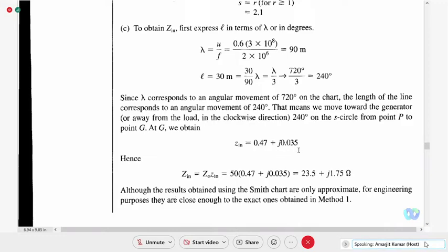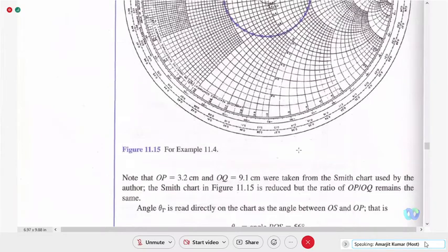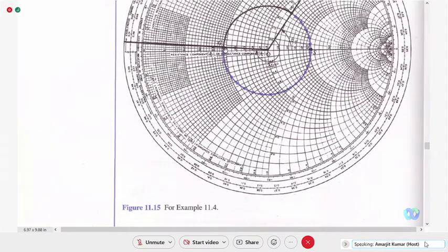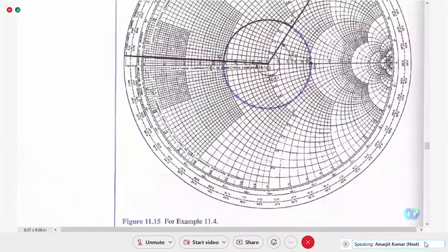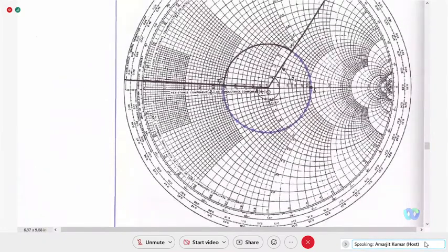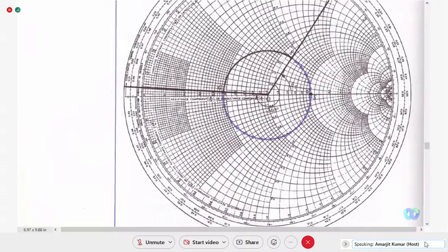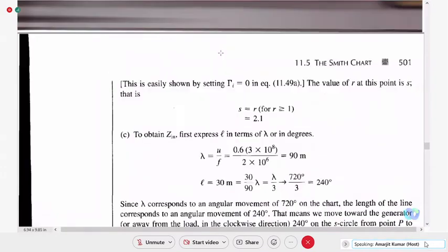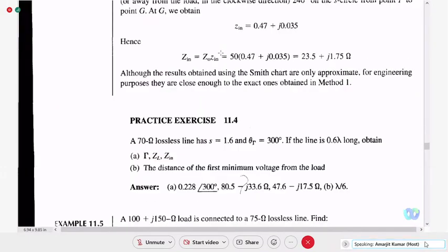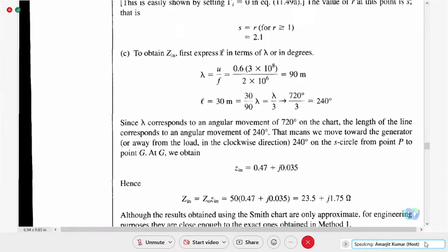There is nothing to guess. Basically, it will be the intersection. You have to see what R and X are. When you do it actually on the Smith chart, then you can tell closely. So basically, R is equal to 0.47 and j0.035.